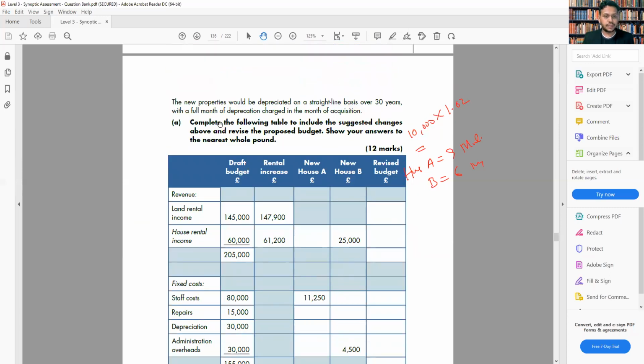Then we have the new properties would be depreciated on a straight line basis over 30 years, with a full month of depreciation charge in the month of acquisition. So for example, if we buy on 15th of January, we're going to charge the depreciation for the full January. Even if we buy on the last day of January, we still charge full depreciation for the month of January, because the question said a full month's depreciation is charged in the month of acquisition. That means the month we buy, we have to charge the full month depreciation. Every single piece of information we read is very important to remember because it's linked.